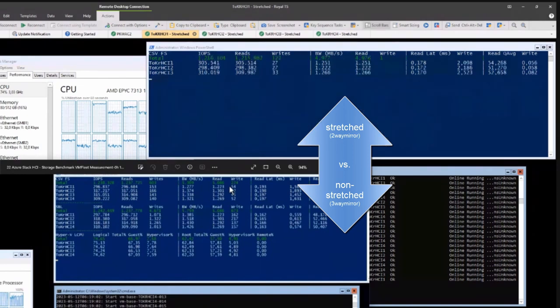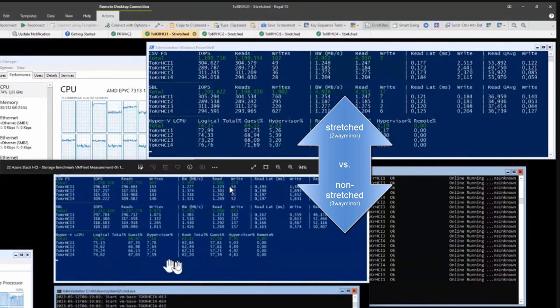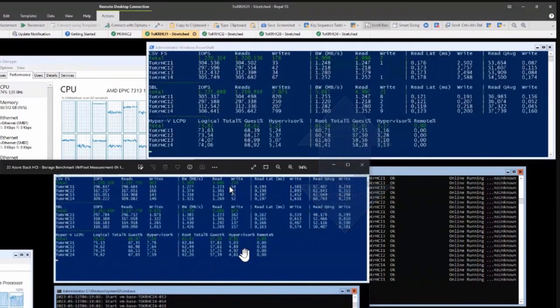So it should be maybe a bit faster. But as you could see, it's roughly the same, or almost the same. I mean, it's the same hardware, so no tricks here, right? And we also see roughly the same CPU load here. It's 74 on average. Here's also 74.